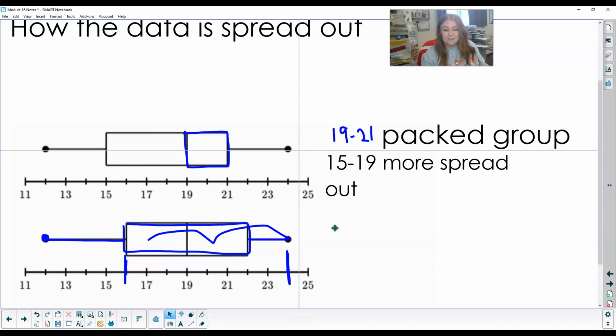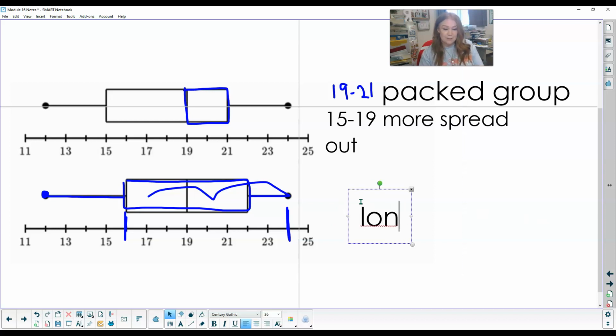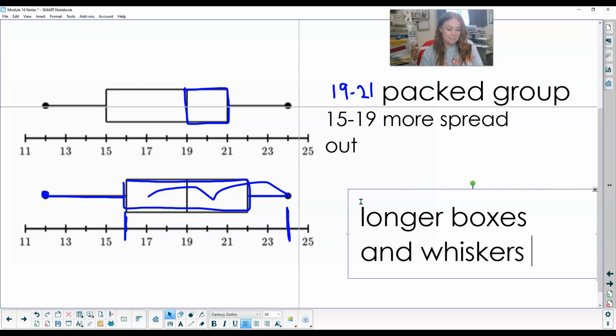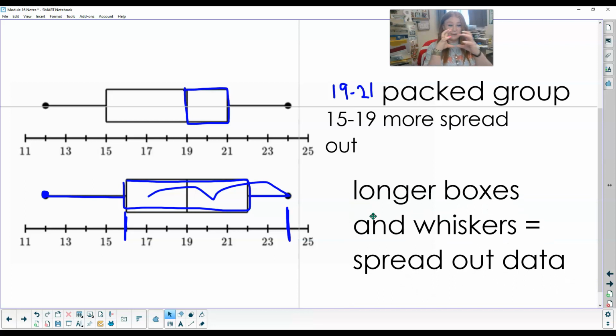So when you have longer boxes and whiskers, your data is spread out. So that's what we're going to record to help us remember. So longer boxes and whiskers equal spread out data. And the opposite is when they're tighter, they're going to be more packed in and there's going to be more information in that. We're going to have lots more data points in here than we did in here.